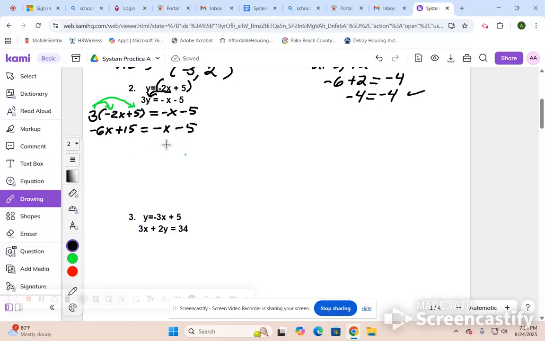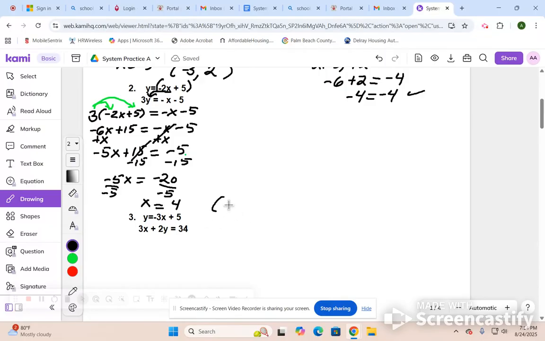All right, let's get all of the x's on the same side. Let's add x to both sides, and we'll have negative 5x plus 15 equals negative 5. Subtract 15 from both sides. Negative 20, because negative 5 plus negative 15 is negative 20. We're going to divide both sides by negative 5. So that means x is 4.